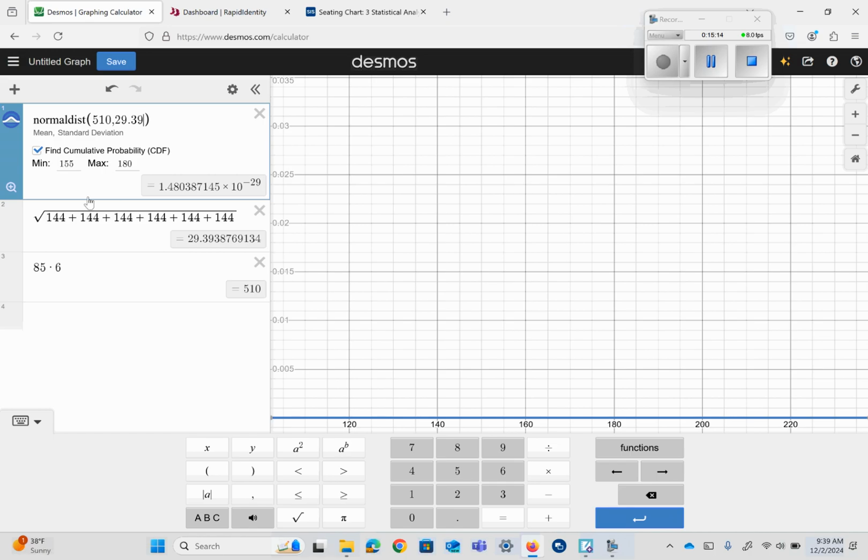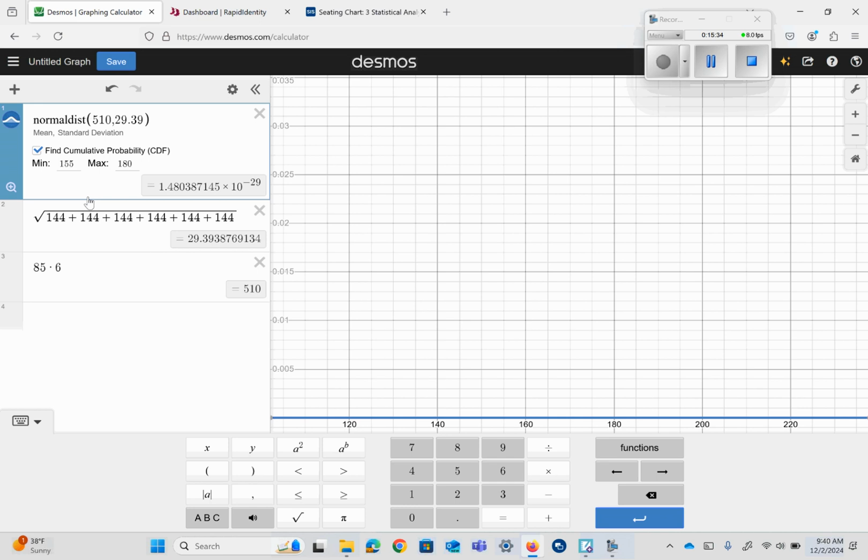All right. So it says, what is the mean and standard deviation of 6 apples? Well, for 6 apples, the mean is going to be 510, which I have up there already. And then the standard deviation is 144, 12 squared, added to itself 6 times. You take the square root of it, it's 29.39.